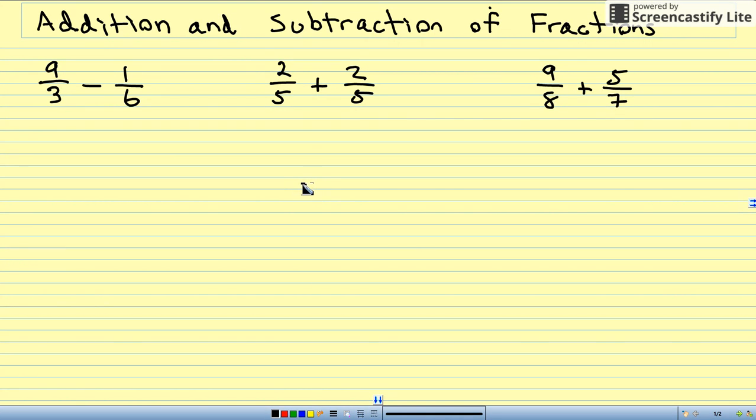I'm your host, Mr. Langston, and today what we're doing is fractions. Well, specifically, we're adding and subtracting fractions. So I've got three problems here. I have subtraction with different bottom numbers, or denominators, addition with the same denominators, and addition with different denominators. What you need to remember when you are adding or subtracting fractions is you need to get the denominators, the bottom numbers in the fraction, to be the same.